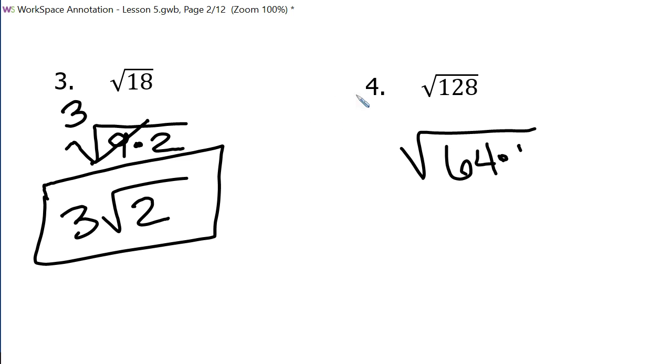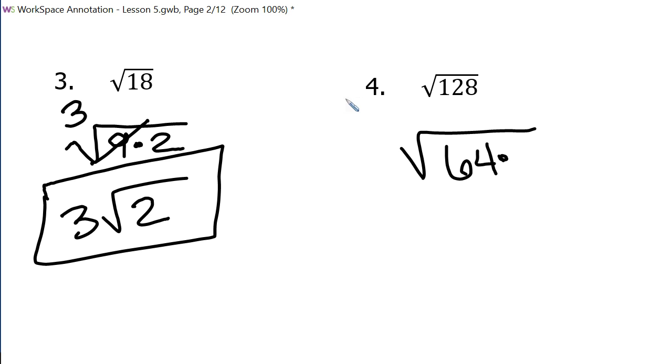Now, is 4 a factor of 128? Will 4 go into 128? Yes. But is 4 the largest perfect square? No. So you want to make sure you're using the largest perfect square. Oh, not 64 times 4. It's supposed to be 64 times 2.